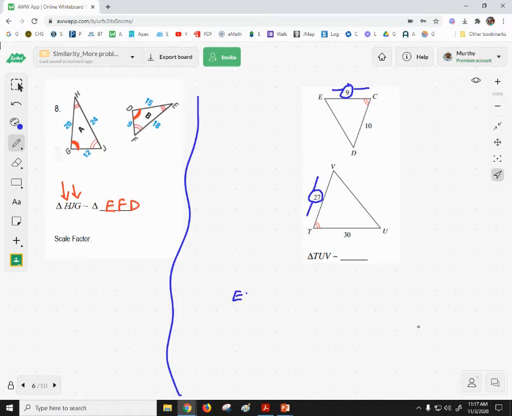Therefore, EC over VT. Let me plug in the values, 9 over 27. And next, the other side is 10, and the other side is 30. So CD over TU. Values are 10 over 30.